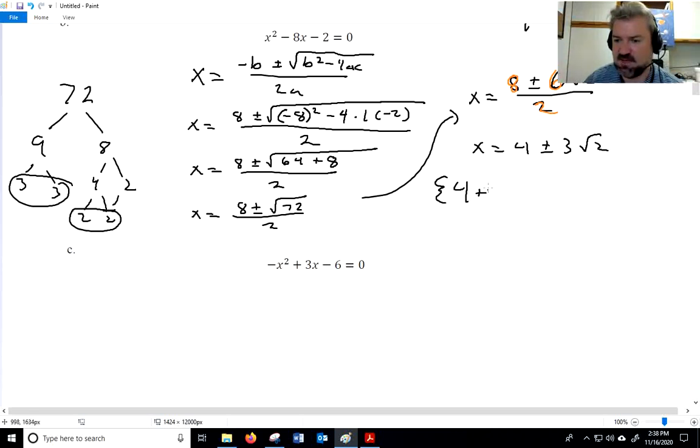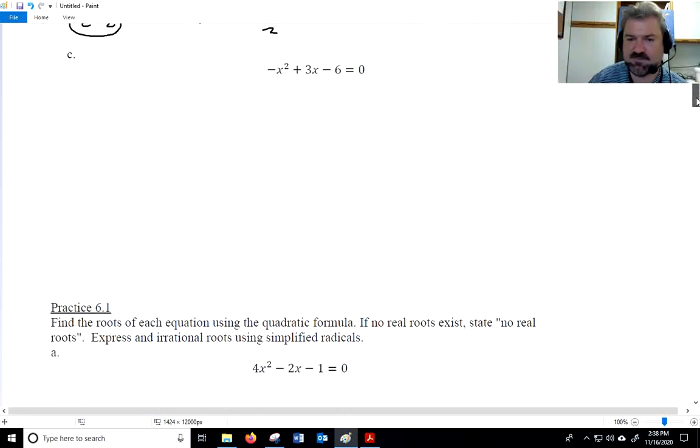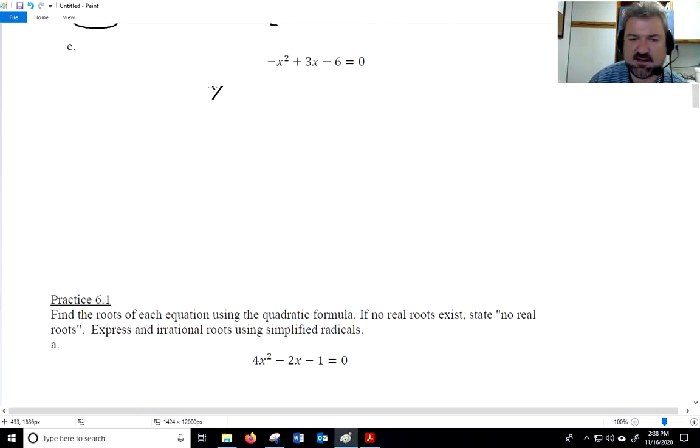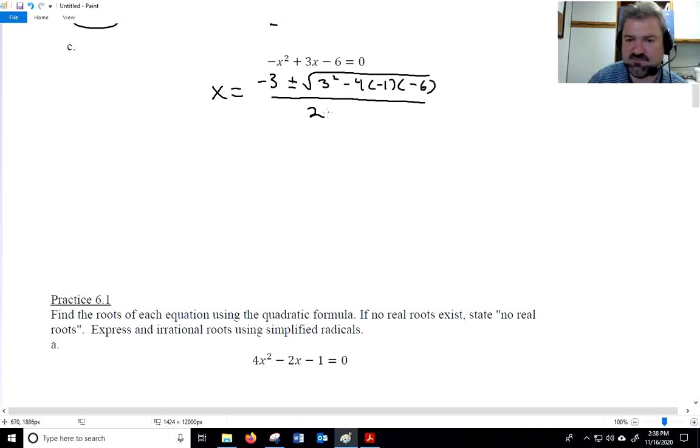So I have 4 plus 3 root 2 and 4 minus 3 root 2. All right, let's go down to the next one. Okay, x is equal to the opposite of b plus or minus the square root of b squared minus 4 times a times c, all over 2a.